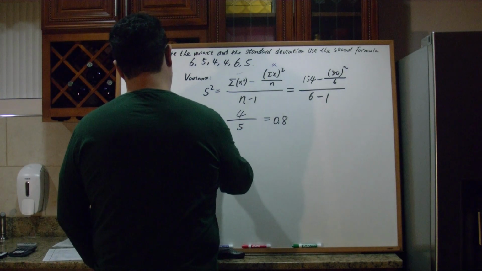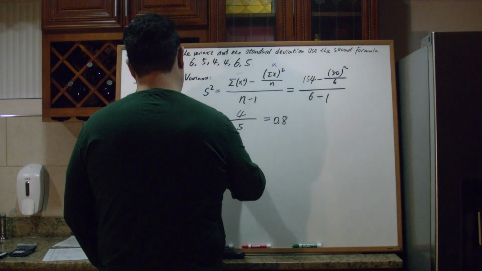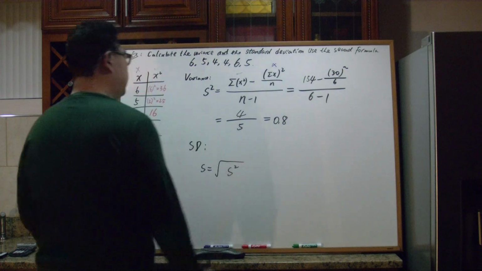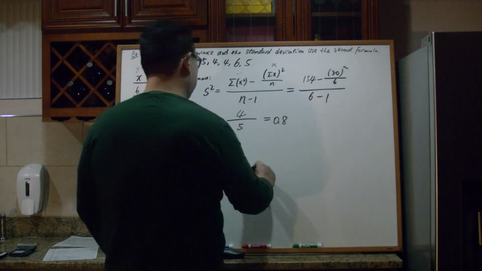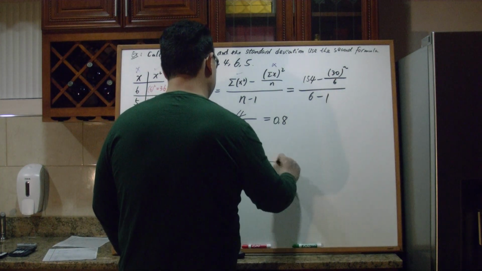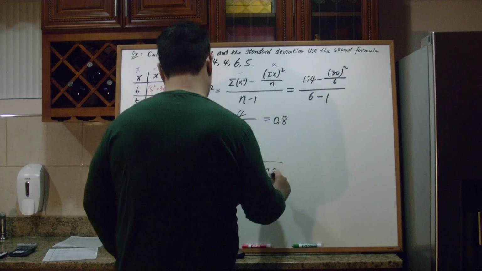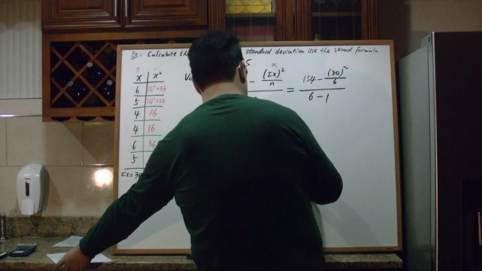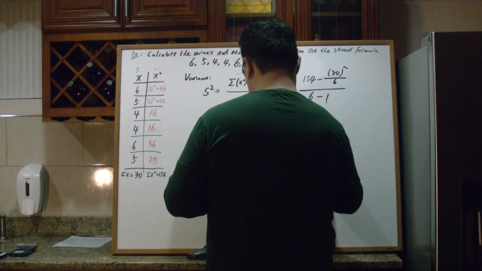Then the standard deviation is the square root of the variance. I just write down the formula: the square root of 0.8 will be 0.89.